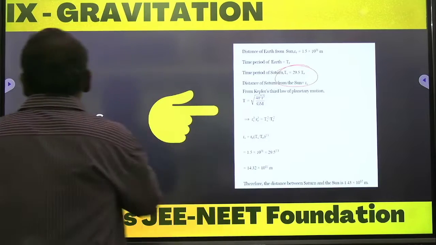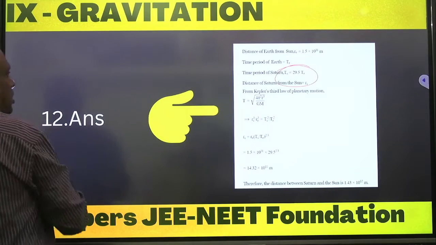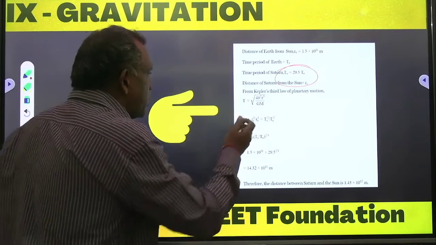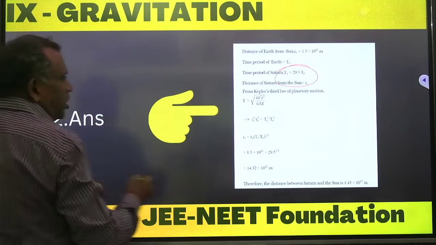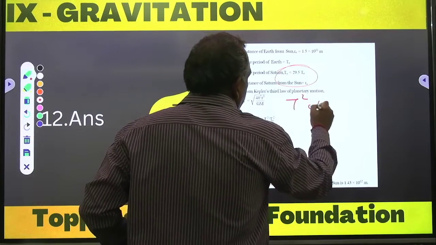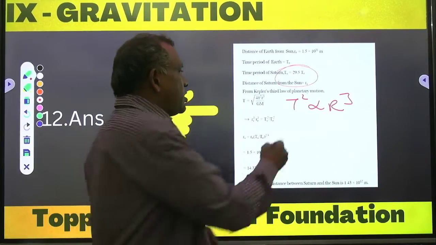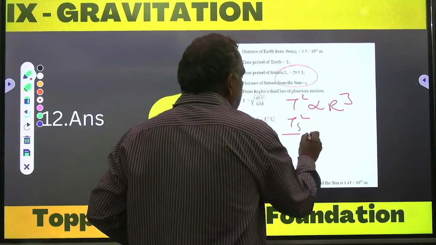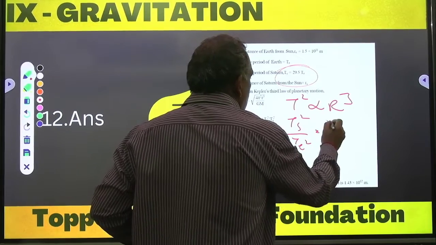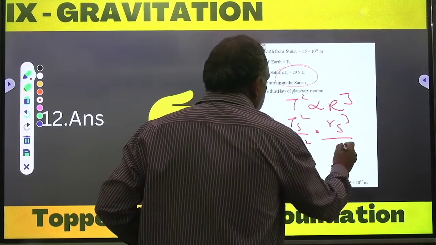So now if you try to use Kepler's third law. What is Kepler's third law? T square is directly proportional to R cube. So from that you can write Ts square upon Te square is equal to Rs cube upon Re cube.